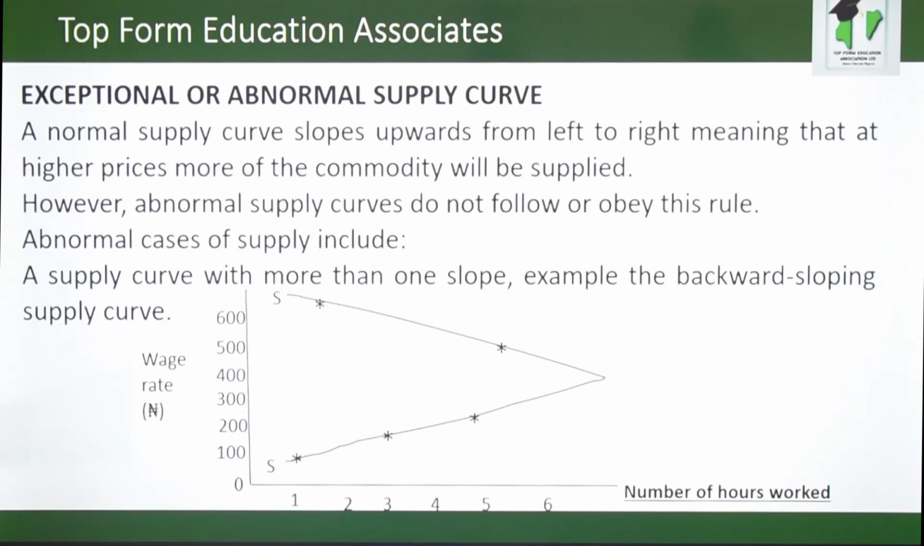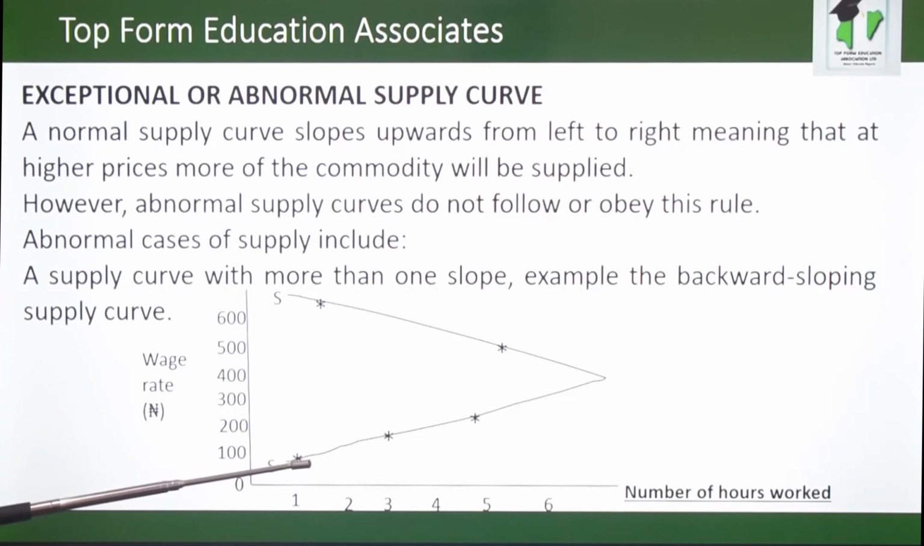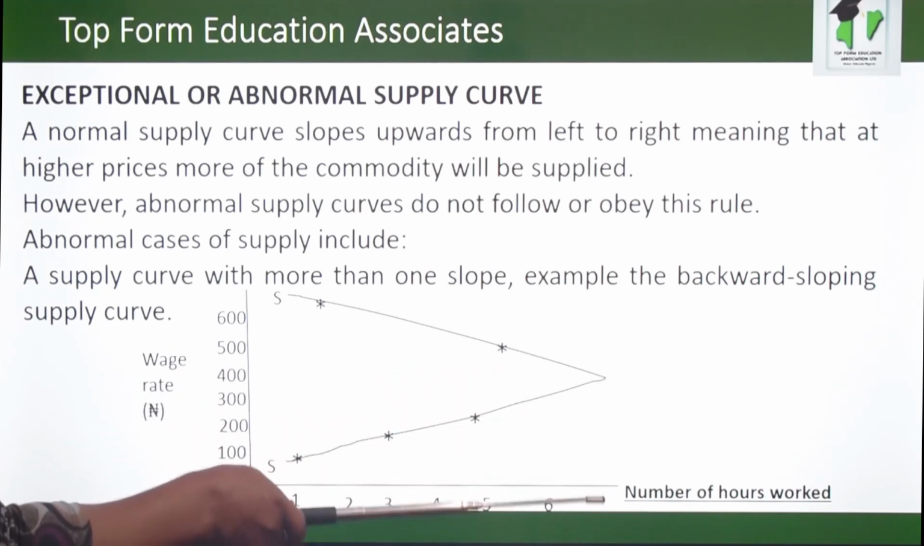On the vertical axis, we have the wage rate. On the horizontal axis, the number of hours worked. You can see that initially, as the wage rate increases, the number of hours increases. Look at it. When it was 100 naira, 1 hour was put in. As the wage rate increased to 300 naira, 3 hours were put in. Increases to 400, 5 hours were put in. At 500 naira, about 7 hours were put in.